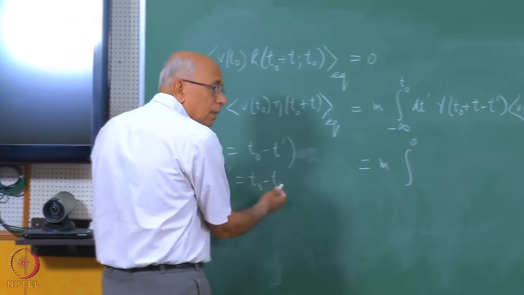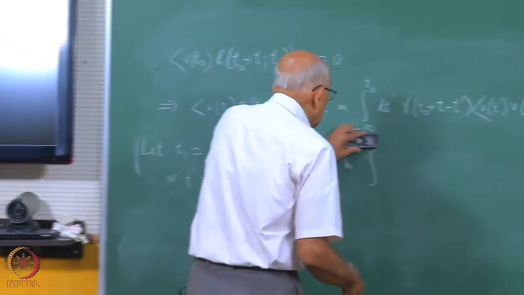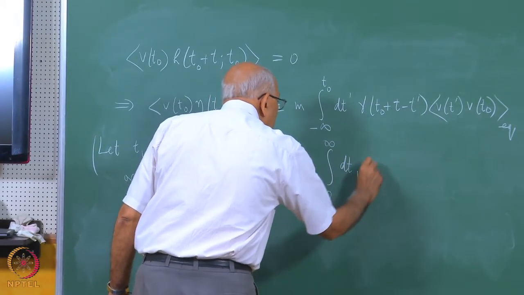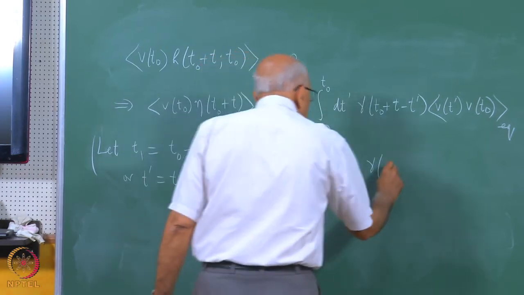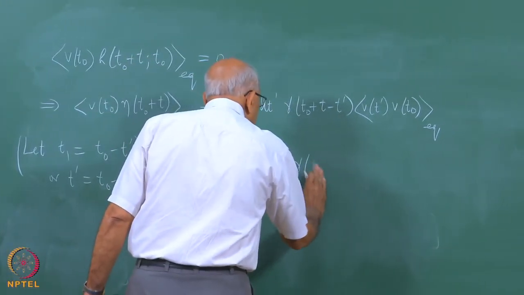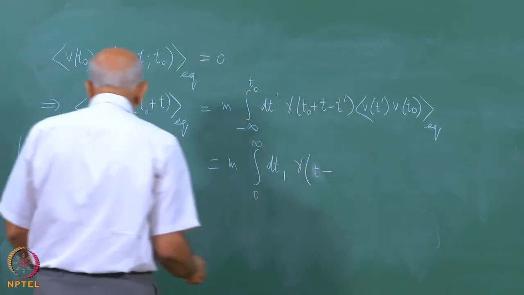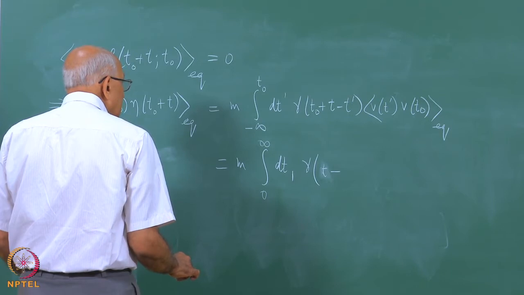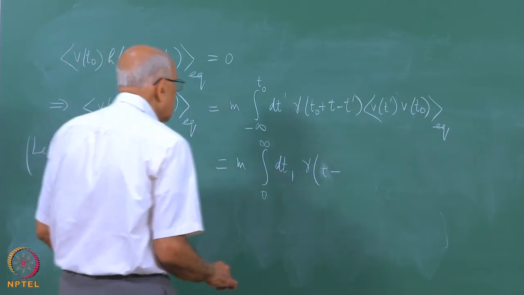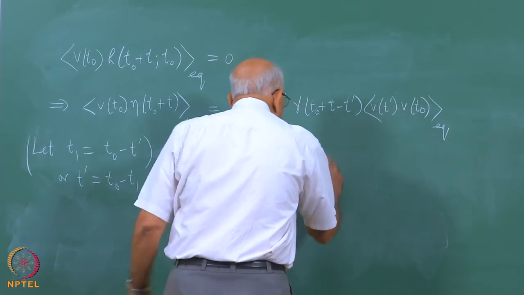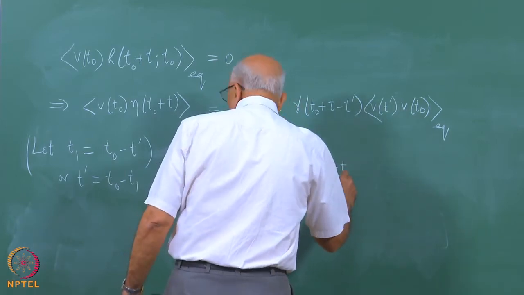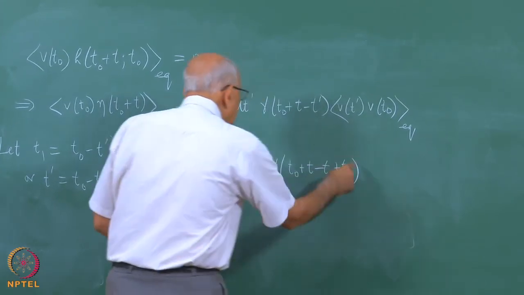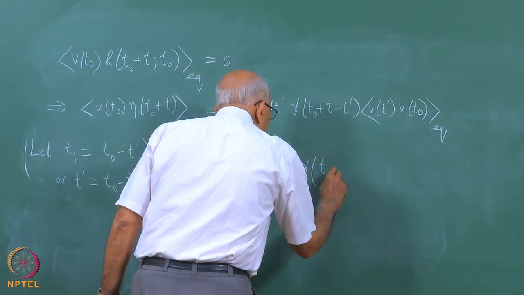And then there's a minus sign in the Jacobian, right? So this is 0 to infinity dt1 gamma of t naught plus t minus t prime. What do we get? Gamma of t naught plus t minus t prime. So it's minus t naught plus t1. So it's t plus t1. Gamma of t plus t1.